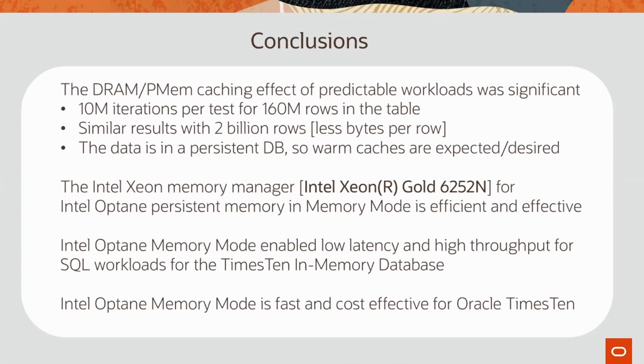Great. Would it make sense, assuming it was possible, to use DRAM explicitly for things you know are hot, like logs and indices, and memory mode for the rest?